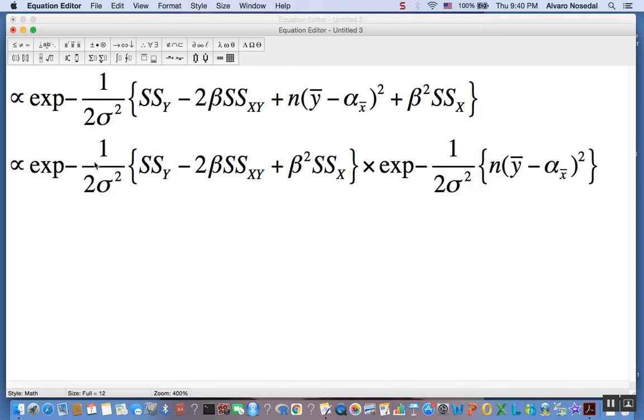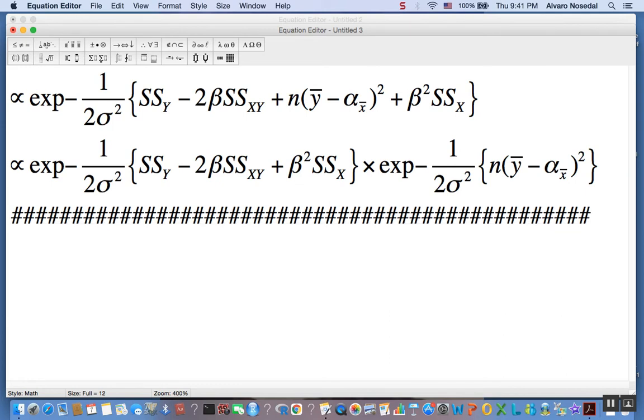So this is a common factor, right? So we have it in both, and then when you multiply two exponentials, all you have to do is add the exponents. So these two expressions are equivalent. Make sense? Okay. So we're almost there. Now, let's pay attention to the first term, the one that has to do with beta. Let me talk about this guy here.